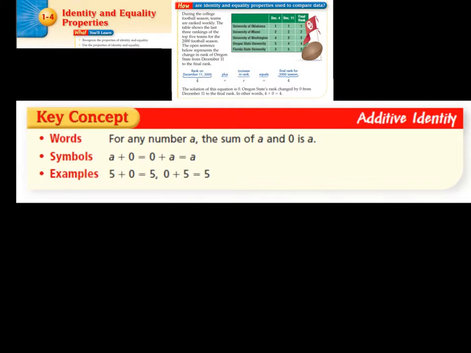Your identity is who you are. So the additive identity: for any number A, the sum of A and 0 is A. So if we add 0 to anything, or 0 is added to anything, we get what we started with. In the word problem we just looked at, the property used was the additive identity.